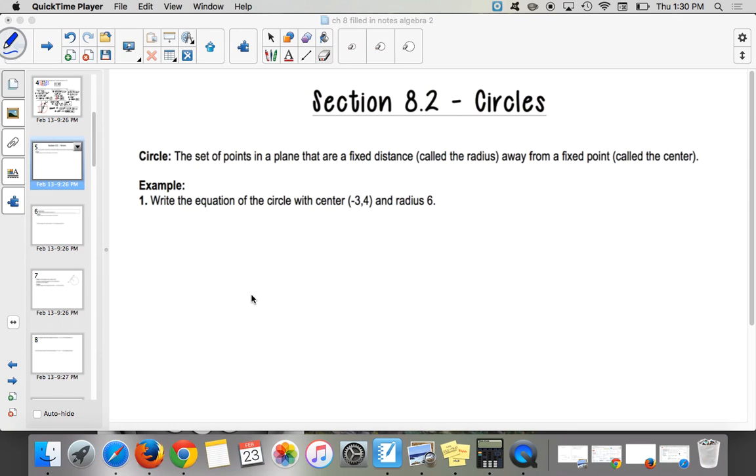Chapter 2 is on circles. So all of Chapter 8 is on conic sections. We talked about what conic sections were last time. We can have circles, parabolas, ellipses, hyperbolas, all those different things. So the first thing that we're going to do are circles.